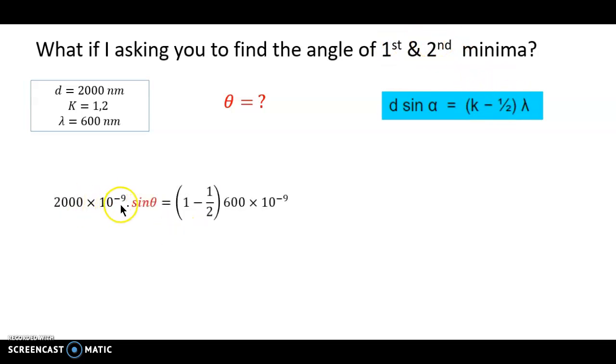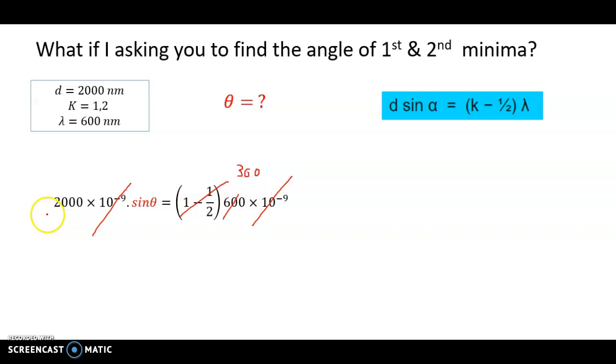So 2000 times 10 to the negative 9. So we use it now. First minima, 1 minus half times the wavelength 600 nanometers. You have to be able to use it. 1 minus half times 600 is 300. If you cancel this by this, it becomes 300 nanometers. You must be able to cancel negative 9 and negative 9 since they are equal on both sides.